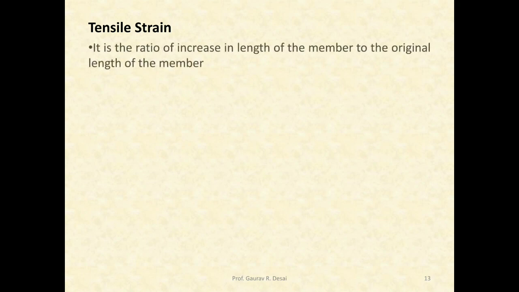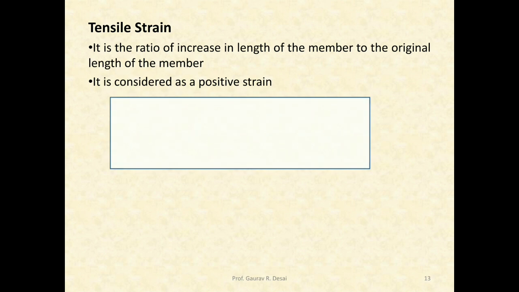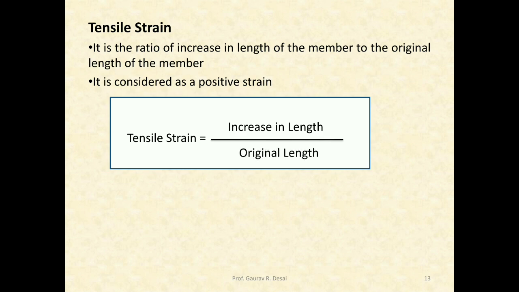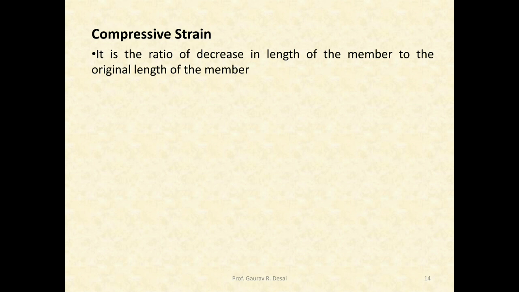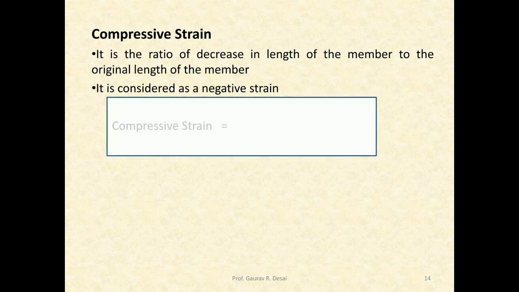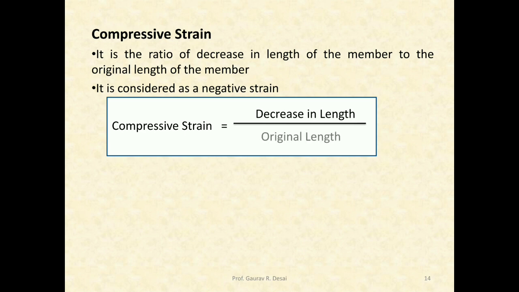Now the next term is tensile strain. It is the ratio of increase in length of the member to the original length of the member. It is considered a positive strain. So the formula for tensile strain is the increase in length upon the original length. Again, compressive strain is the ratio of decrease in length of the member to the original length of the member. It is considered a negative strain. The formula is compressive strain equals decrease in length upon original length.